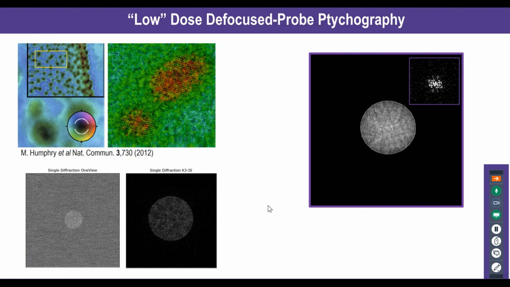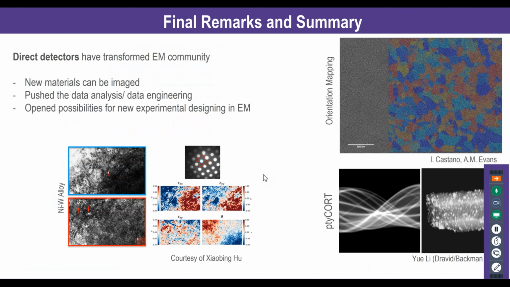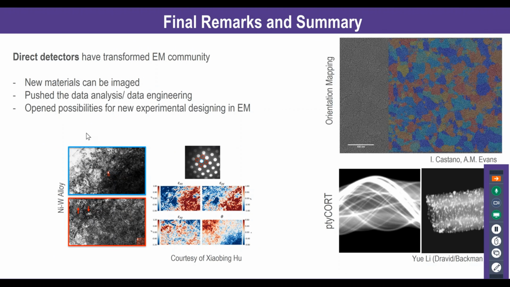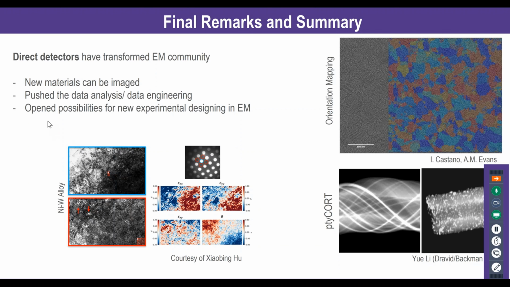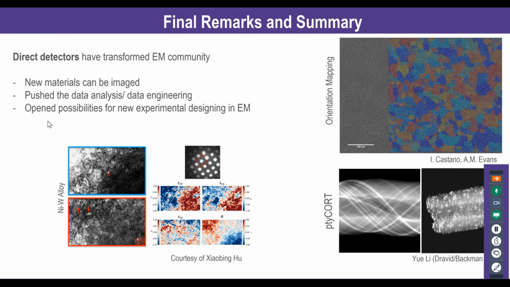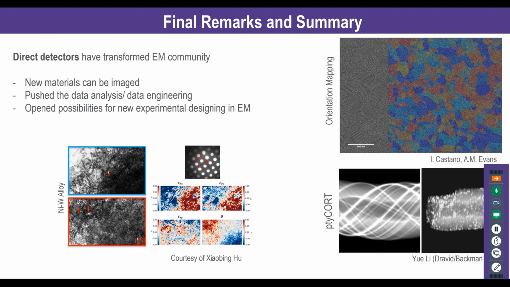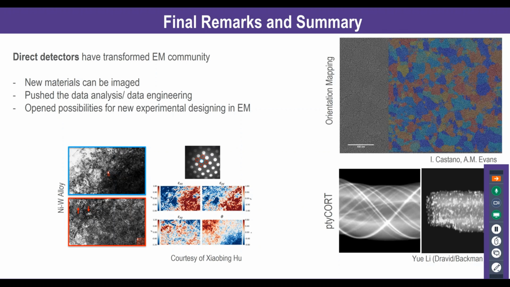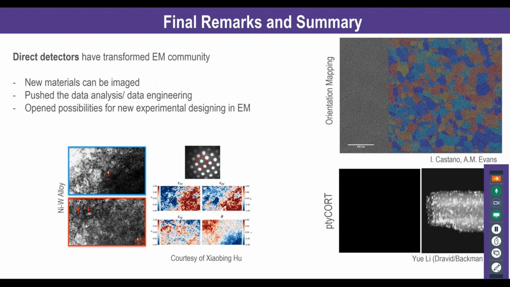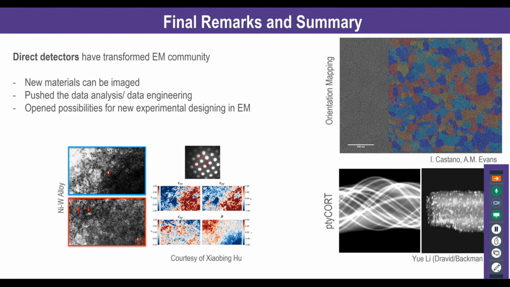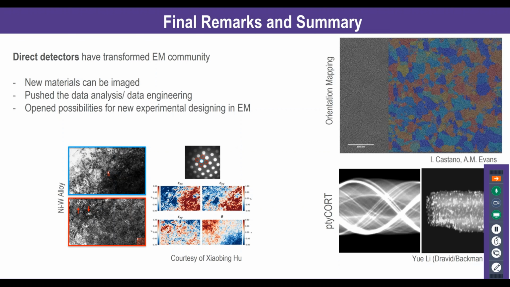So I guess I'm going to leave you with that, and we're running a little bit short on time. But I want to give you an overview of what we talked about today. Definitely, direct detectors transformed the electron microscopy community. So not only the cryo-EM community, but also now the hard materials and soft materials that are very sensitive. Definitely, new materials can be imaged that were not imaged before.